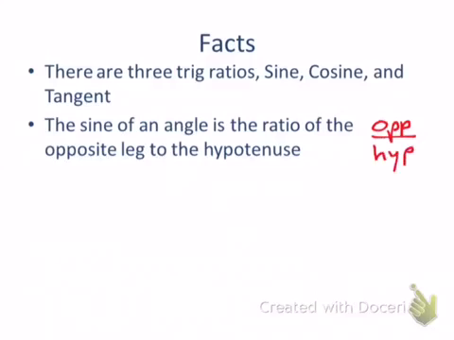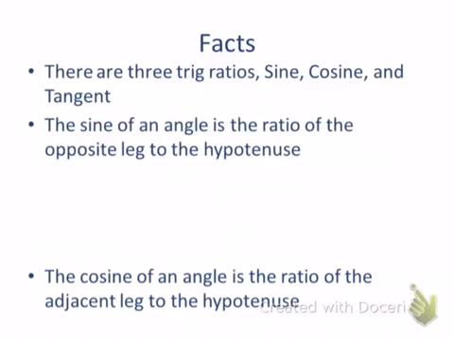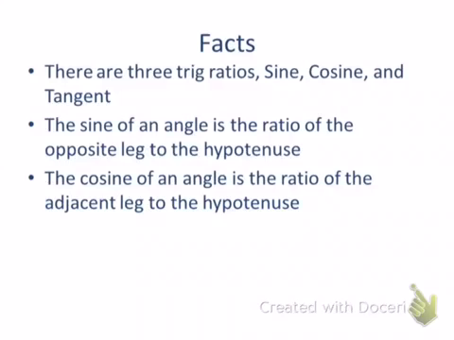That's what we mean by ratio. It's a comparison of the two quantities by division. The sine of an angle is the ratio of the opposite side to the hypotenuse. So it's the opposite side divided by the hypotenuse. The cosine of an angle is the ratio of the adjacent leg to the hypotenuse. So it's the adjacent leg divided by the hypotenuse.